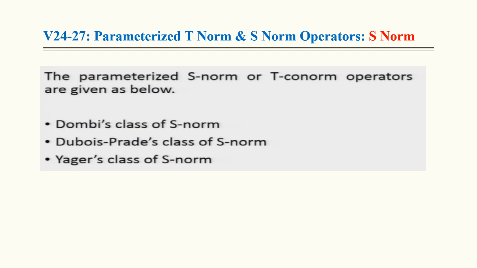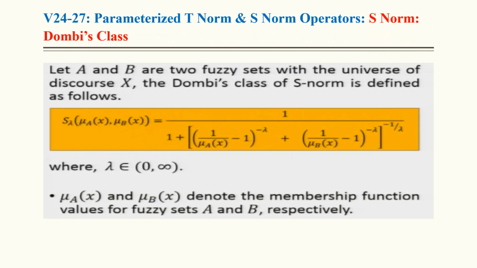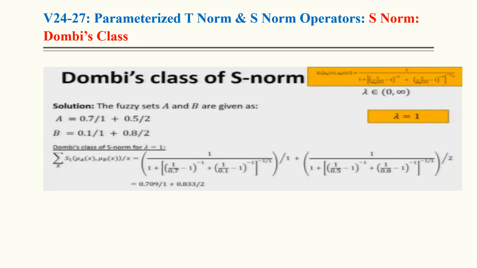Parameterized T-norms done. Now I will discuss S-norm. In the same way, for S-norm there are again the same three classes: Dombi, Dubois-Prade, and Yager. Again, we have to take care of the formula. In the formula, there are a little bit of changes: minus lambda, right, and minus lambda. These are the slight changes. Again, the same set of question will be there: fuzzy set A, fuzzy set B, and again for lambda equal to 1, we have to calculate this one.